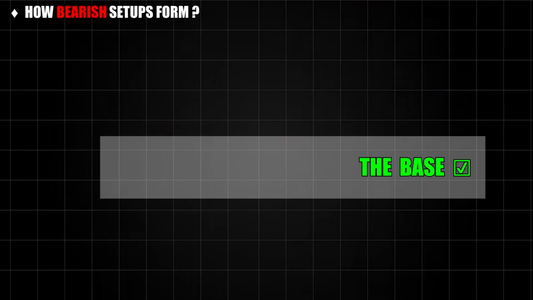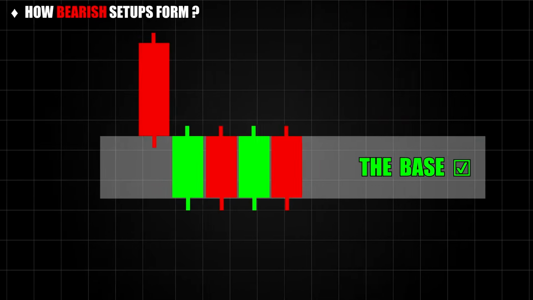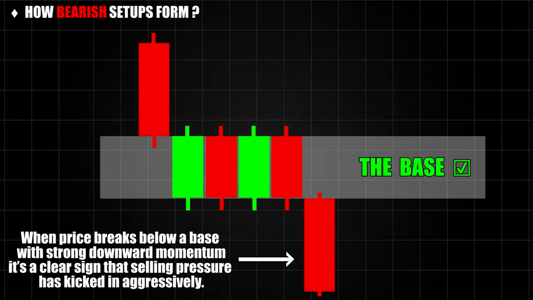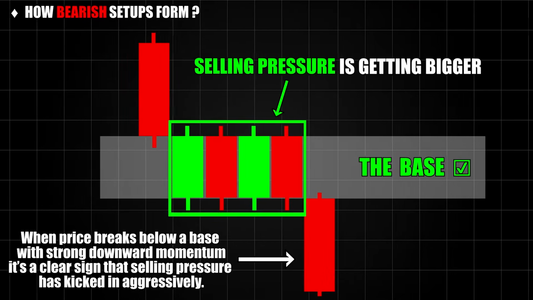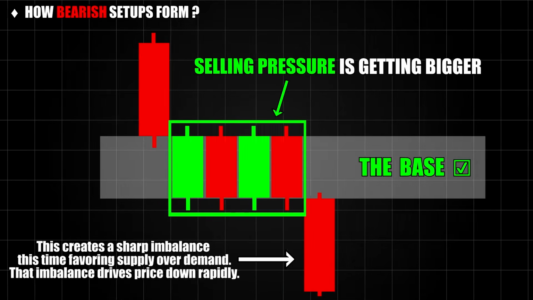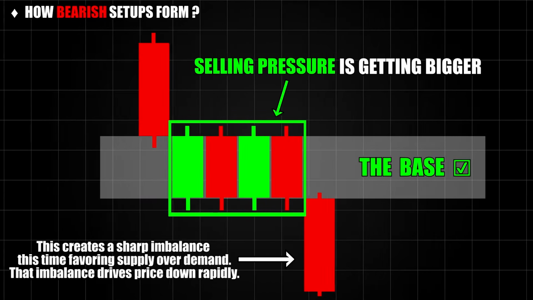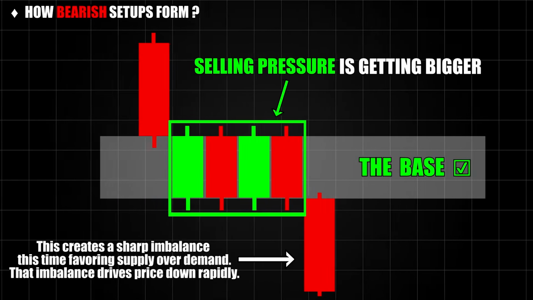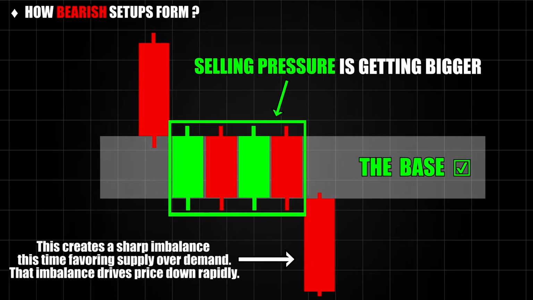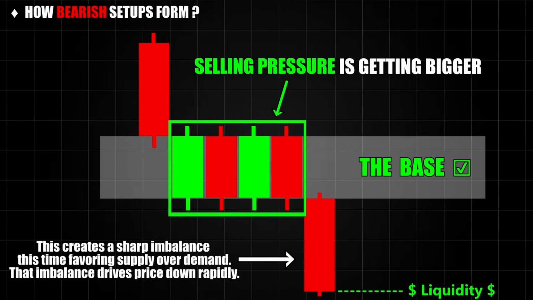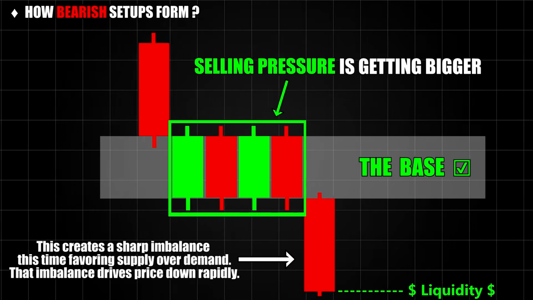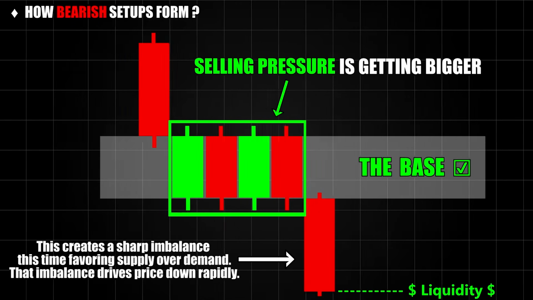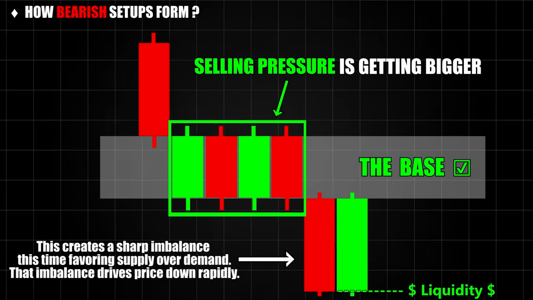Now, let's flip the script and look at the bearish case. When price breaks below a base with strong downward momentum, it's a clear sign that selling pressure has kicked in aggressively. This creates a sharp imbalance, this time favoring supply over demand. That imbalance drives price down rapidly. As price drops, it begins to target areas rich in buy-side liquidity, spots where remaining demand can be absorbed. This is the market's way of rebalancing after that heavy influx of supply.